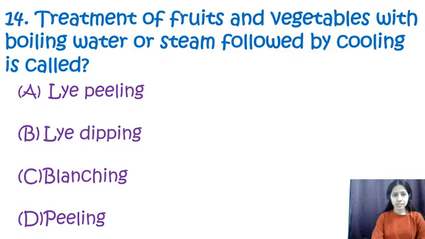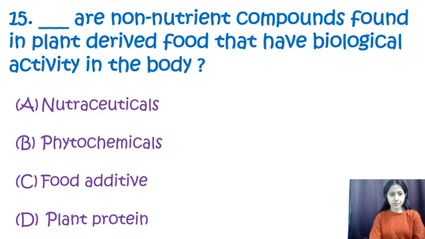Question number 14. Treatment of fruits and vegetables with boiling water and steam followed by cooling is called option A lye peeling, option B lye dipping, option C blanching, and option D peeling. So the correct answer is blanching. We have already discussed what blanching is, just two to three slides before.